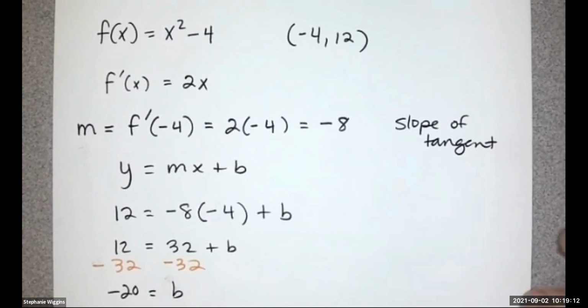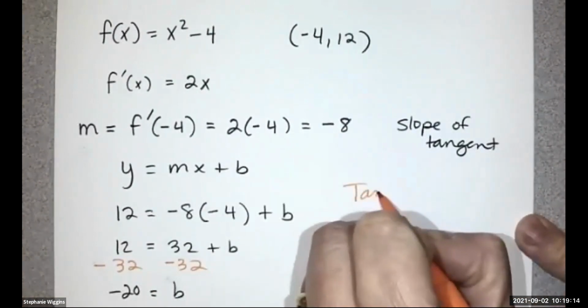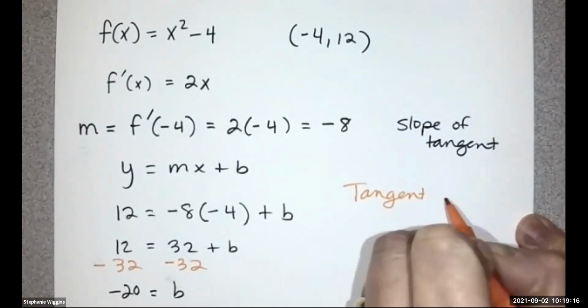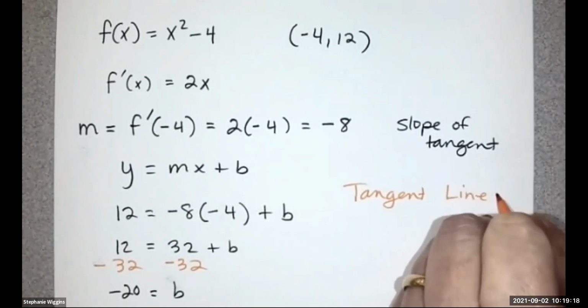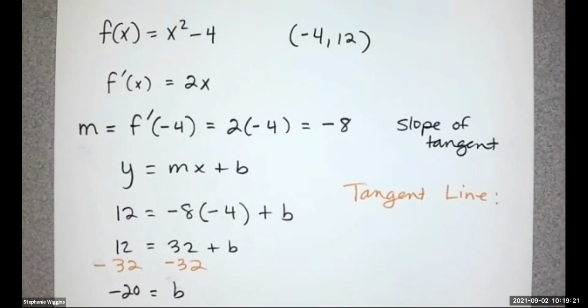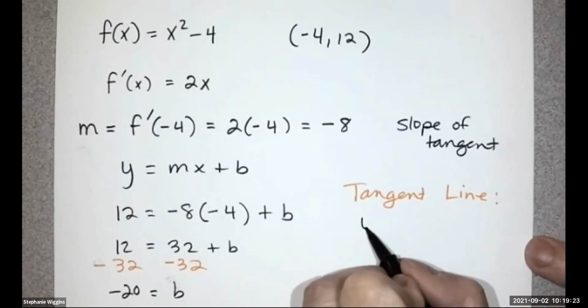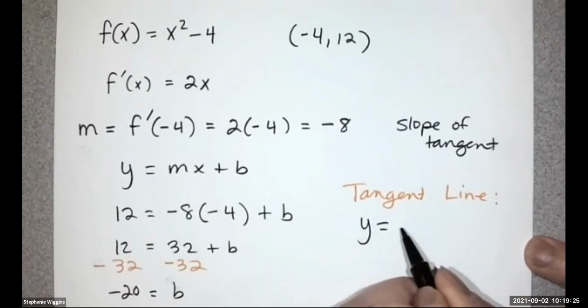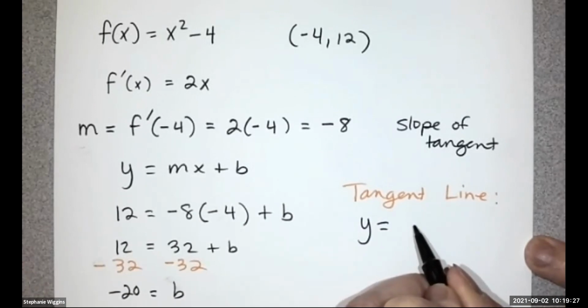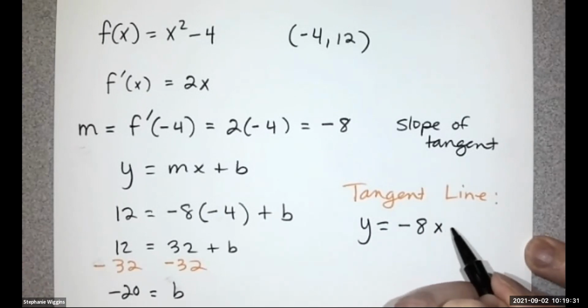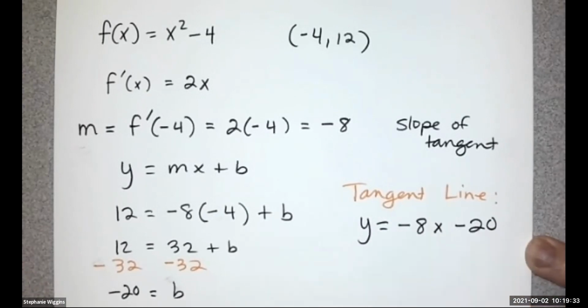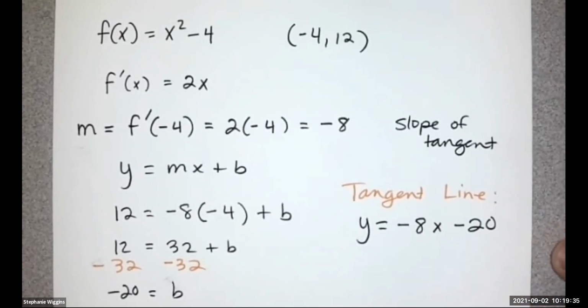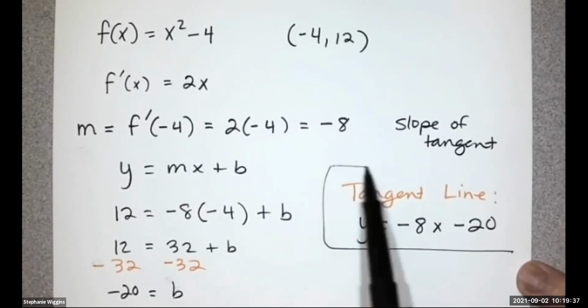So the tangent line is y equals m, which is -8, and then x minus 20. There we go. So this is our tangent line.